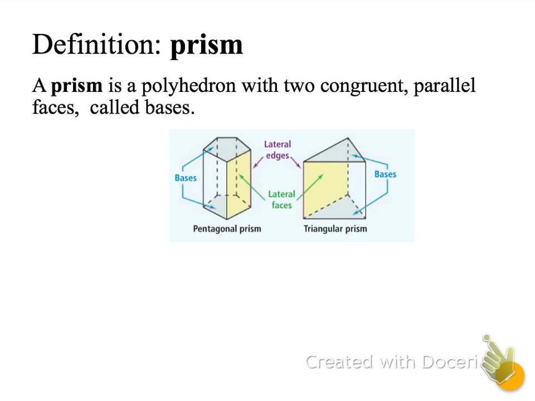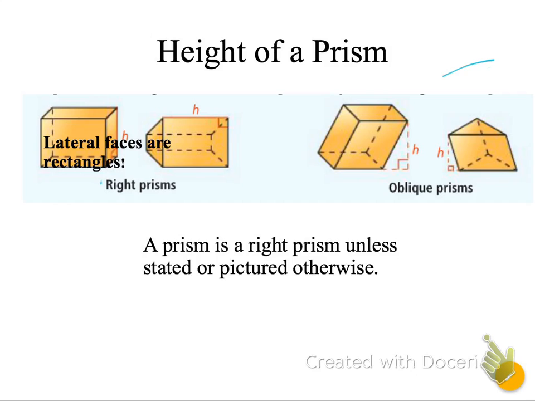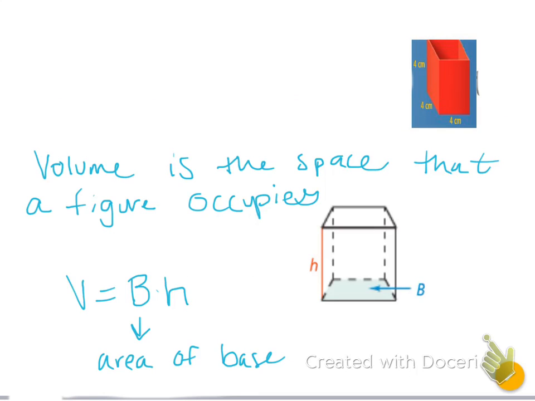We have the lateral faces here, so all the side faces. And then we have the bases that make up a top and a bottom. So the height of a prism, it can be oblique where it's shifted over and the height sitting on the outside. It can also be inside of it, creating that right angle. Okay, so when we're finding the volume of a prism, we're going to use V equals B times H, where B stands for the area of the base and H stands for the height of it.